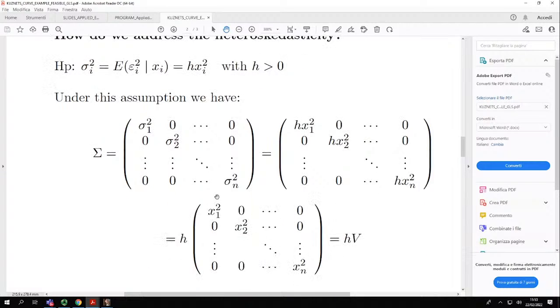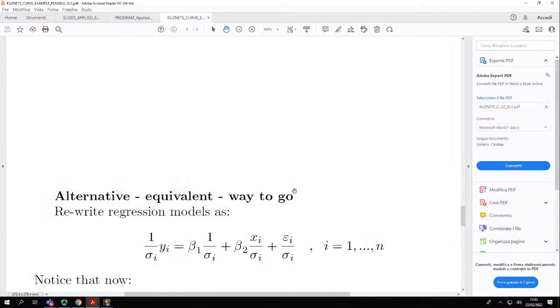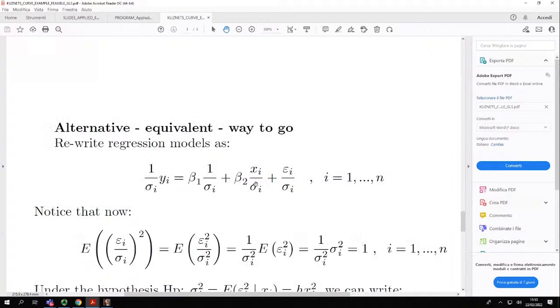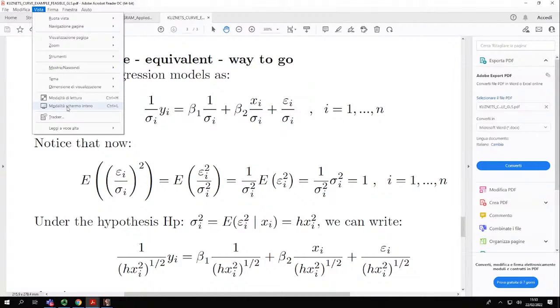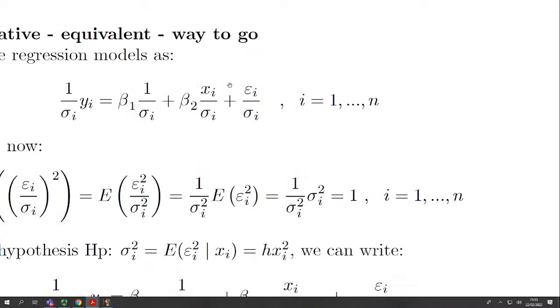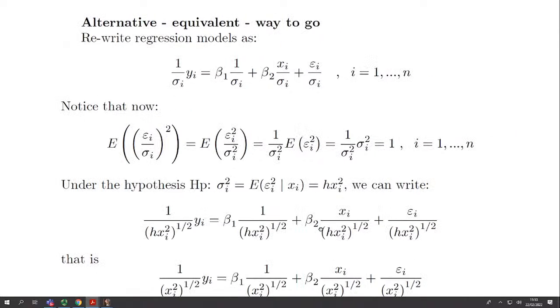But let me now go to the point. And this is one way to go. Now, the point is, how can I do that in Gretl? And that is the beautiful thing. So that's why you find here an alternative but equivalent way to go. And if you understand this, you have done 30% of applied econometrics part 1.